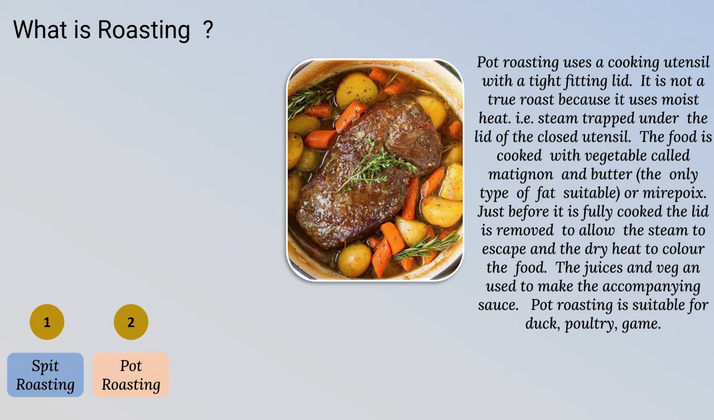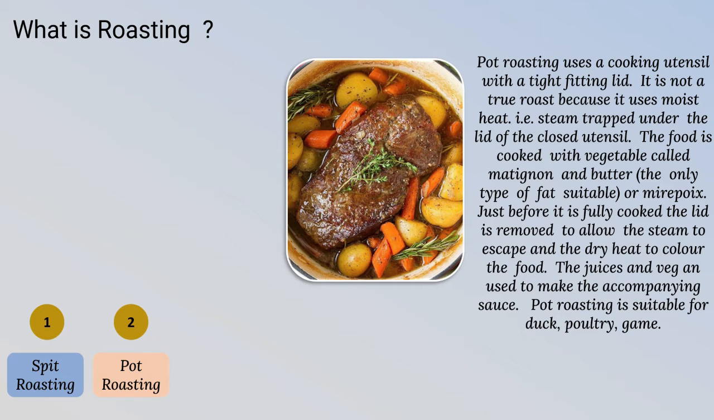Just before it is fully cooked, the lid is removed to allow the steam to escape and the dry heat to color the food. The juices and vegetables are used to make the accompanying sauce. Pot roasting is suitable for dark poultry and game.